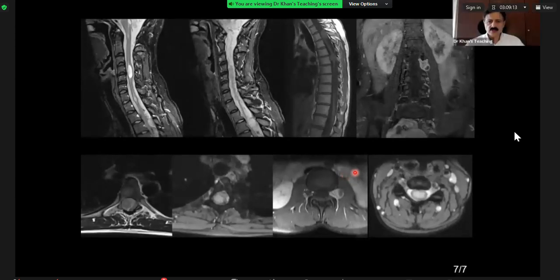Right. So we can see that this patient has got multiple lesions, what we call intramedullary lesions. And then we have got this enhancing lesion. It can be a schwannoma, it can be a neurofibroma. So another case of NF2.